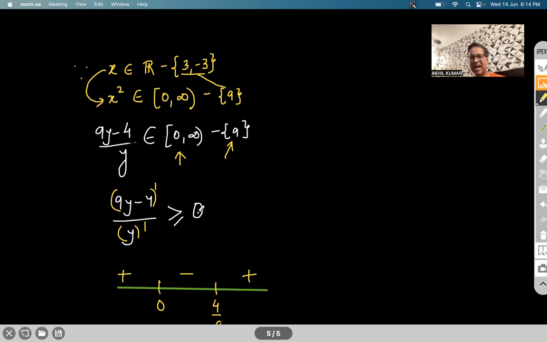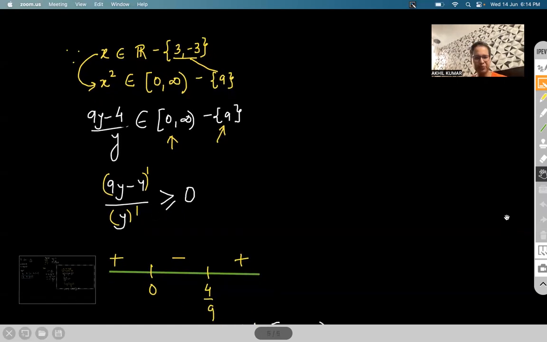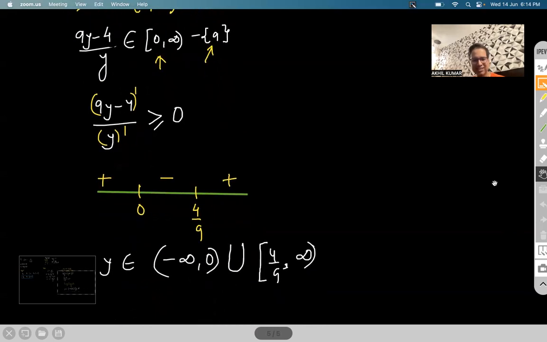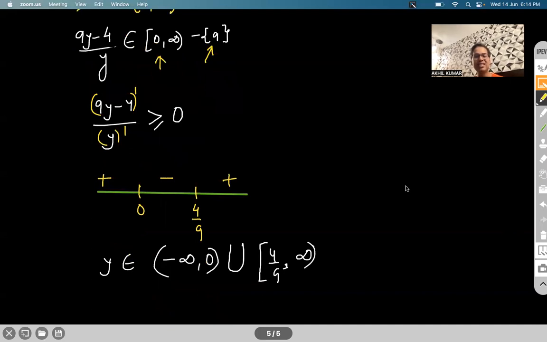Sir, is it possible sometimes that it can be equal? It is possible. We'll see in future if some problem comes like that. After that, is it clear to everyone? Is it clear to everyone?